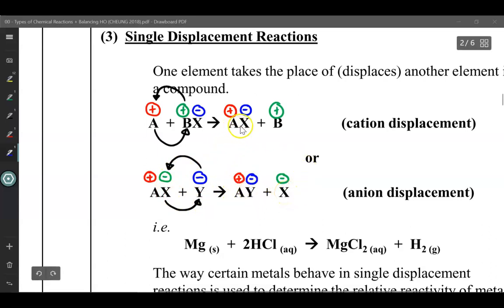Just remember that these new partners and the old partners must always be oppositely charged. Positive, negative, positive, negative, positive, negative, positive, negative. You can never have 2 negatives together or 2 positives together, otherwise those like charges will repel and they will not stick together.